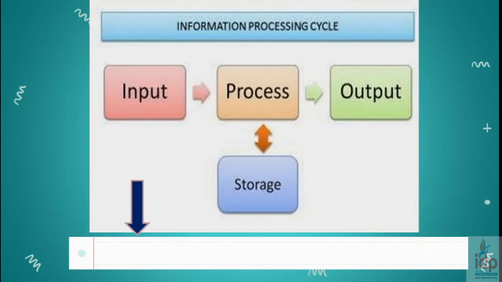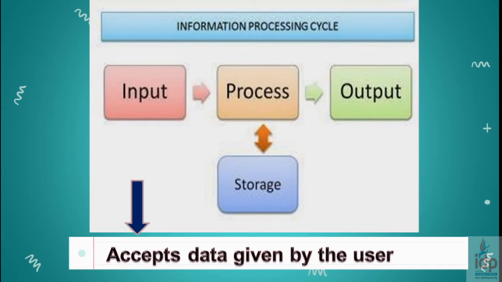Every computer goes through the following three stages, that is called IPO cycle. IPO cycle full form is input, processing, output. The first one is input, which accepts data given by the user. The data and instructions which we enter using a keyboard or a mouse into a computer is called input. We can enter numbers, words, picture or sound as input.